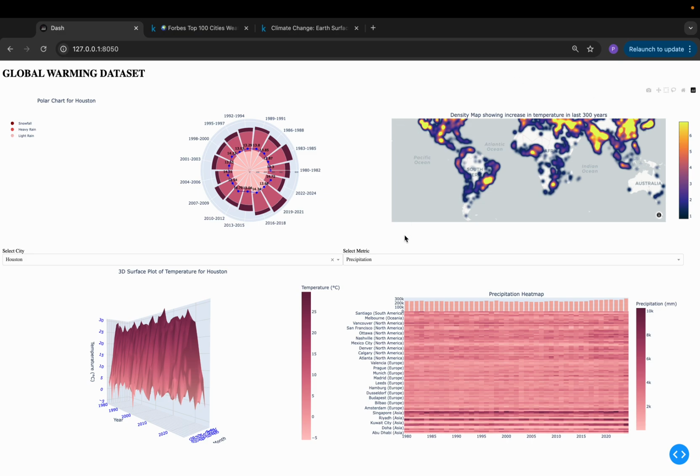For this visualization, I've used two particular data sets. First is the Forbes top 100 cities weather data, and the second is the climate change data. The global warming dashboard contains four particular idioms.